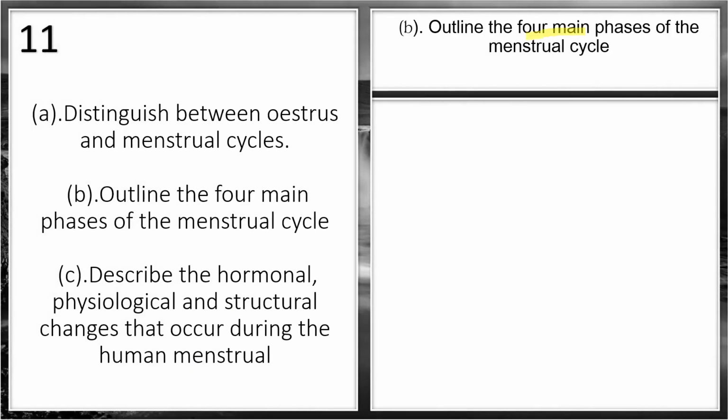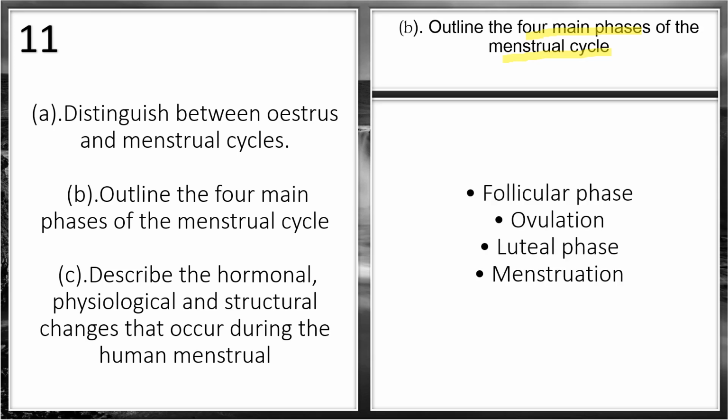Outline the four main phases of the menstrual cycle. There is the follicular phase, ovulation phase, luteal phase, and menstruation.